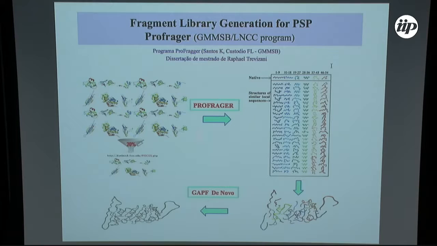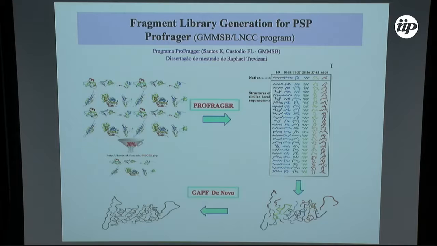fragment libraries. Here we have the PDB. We extract a non-redundant and non-homologous set of proteins from the PDB. And using the ProFrag program, you extract the libraries of these fragments. And using these fragments, with the de novo version of our program, you try to reconstruct the protein structure.